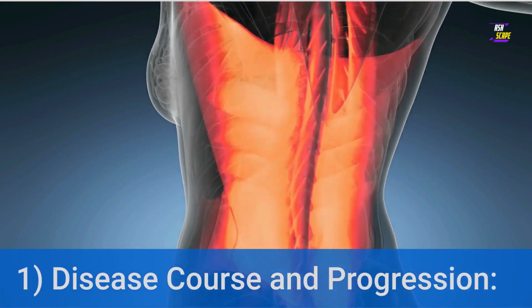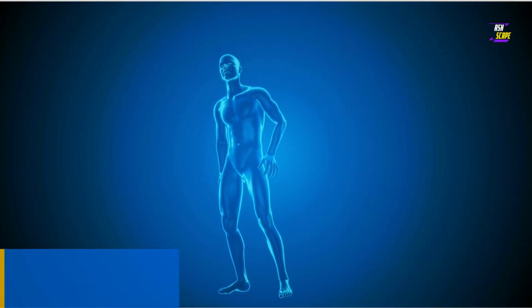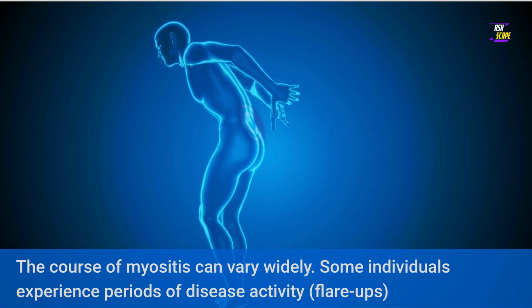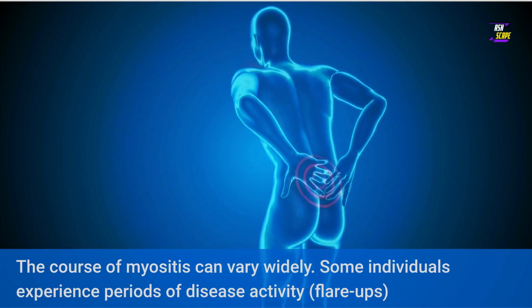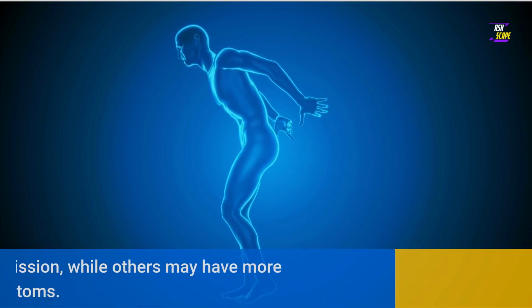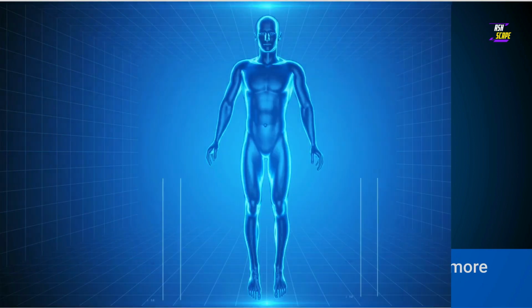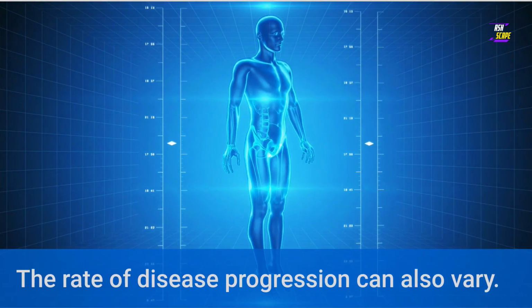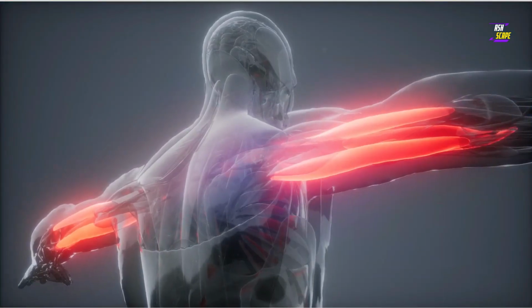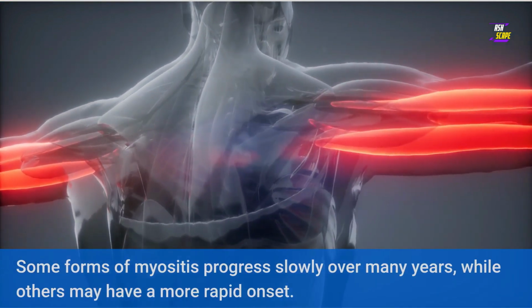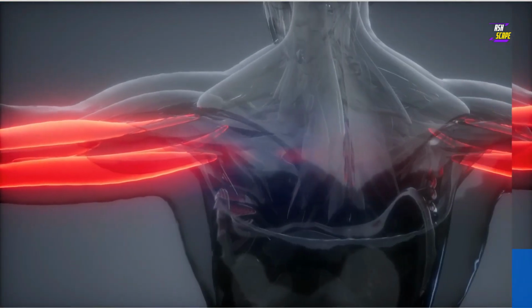1. Disease course and progression. The course of myositis can vary widely. Some individuals experience periods of disease activity, flare-ups, followed by periods of remission, while others may have more stable or progressive symptoms. The rate of disease progression can also vary. Some forms of myositis progress slowly over many years, while others may have a more rapid onset.